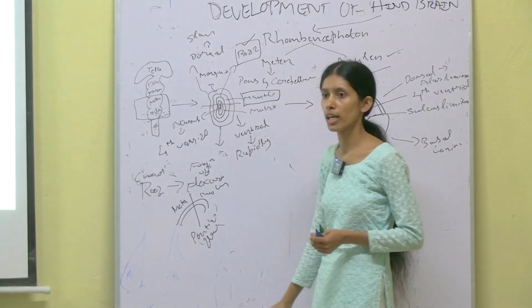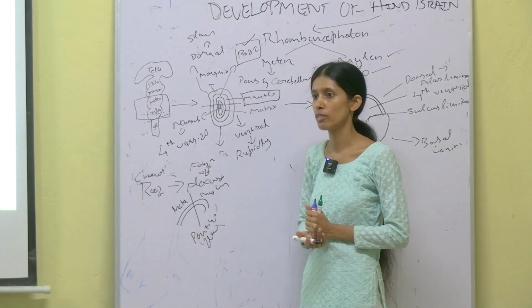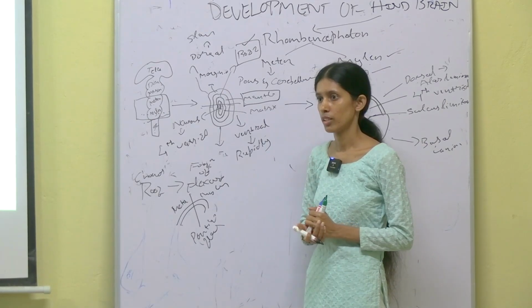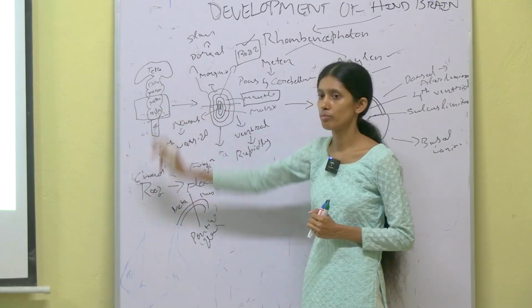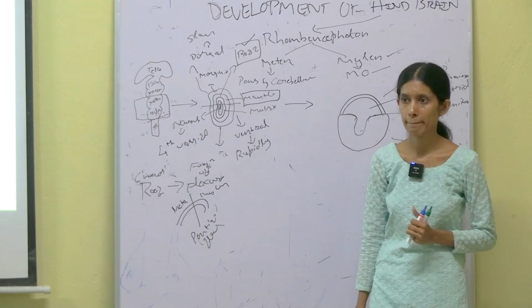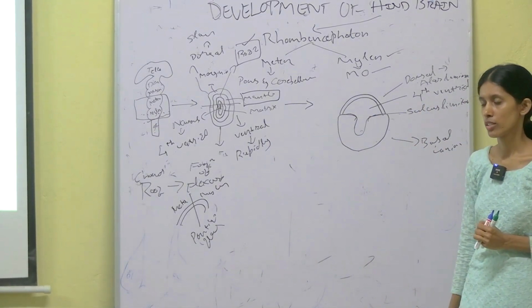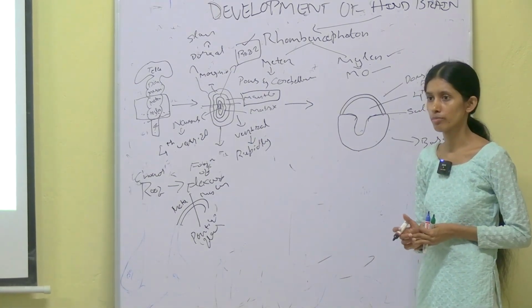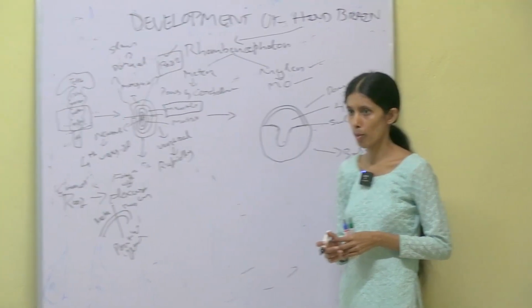Okay. So what about the other 2 flexures? Mesencephalic flexure, where can we see that? It takes place in the mesencephalon area. What about this area? Is there any flexure? Cervical flexure, pontine flexure, mesencephalic flexure. The last one is rhombencephalic flexure.